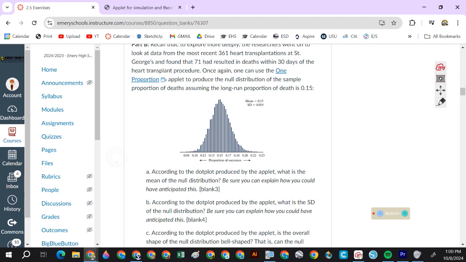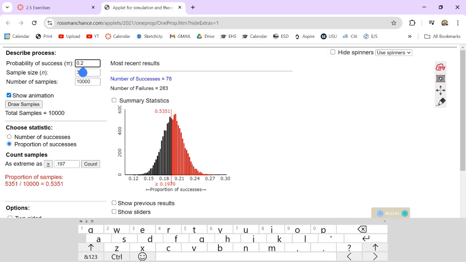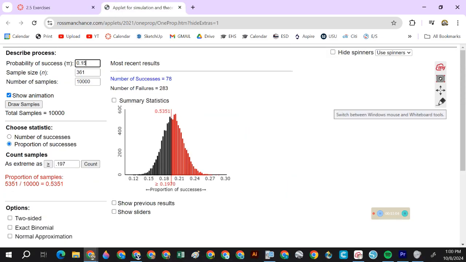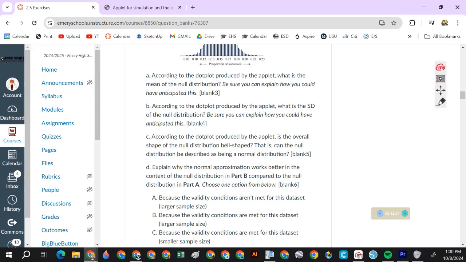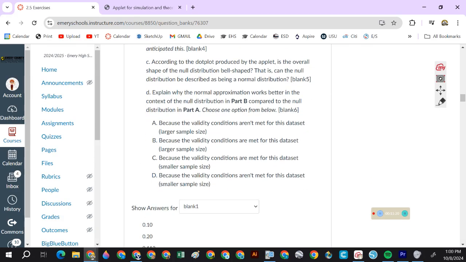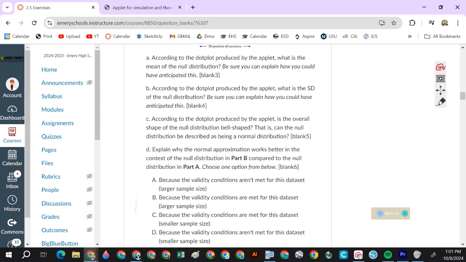All right. According to the dot plot produced by the applet, what is the mean of the null distribution? Oh, that's why I'm getting a weird number. I still have 0.2 here. And that's why I was confused. Okay. So we expect 15 and we got 19. Is that enough evidence? So 3A is going to be just blank 3, sorry. So 3 is going to be 0.15.